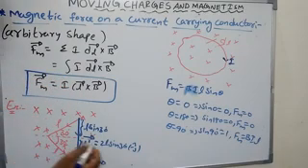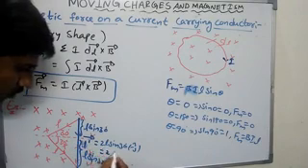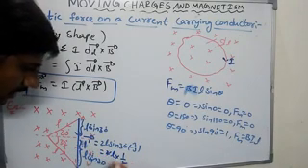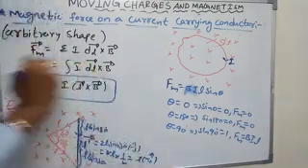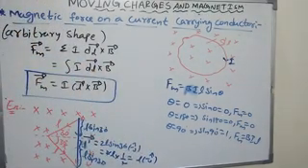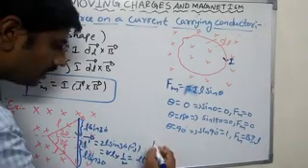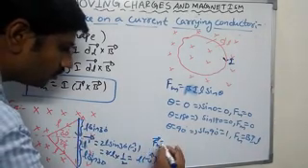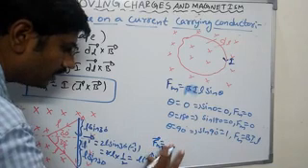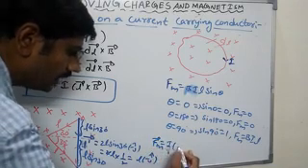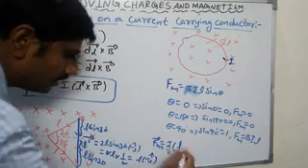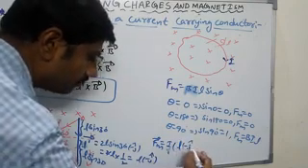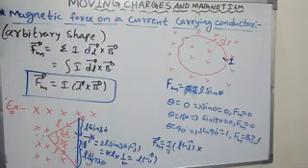Now, 2L sin 30 means how much? Sin 30 is 1 by 2, so the 2 gets cancelled, and we get L into minus j cap. Then what is the magnetic force acting on this current carrying conductor? Fm bar is equal to capital I into L bar. L bar has magnitude L, so L minus j cap cross B bar.